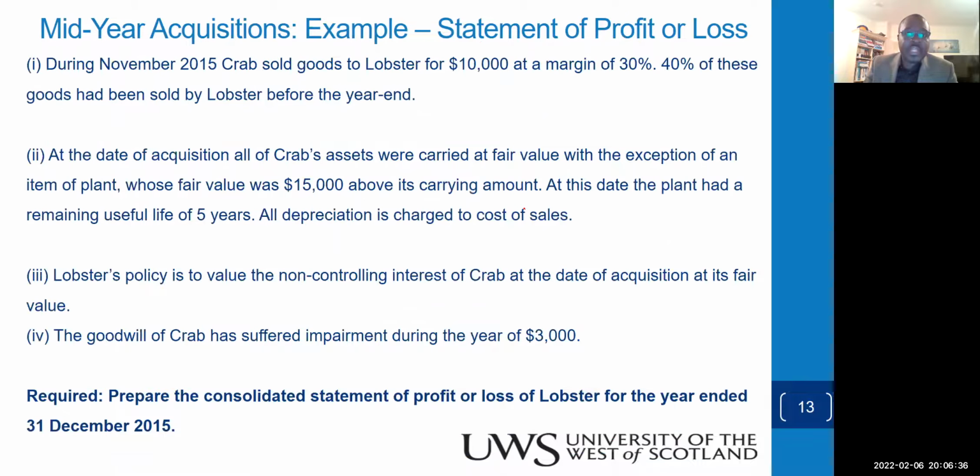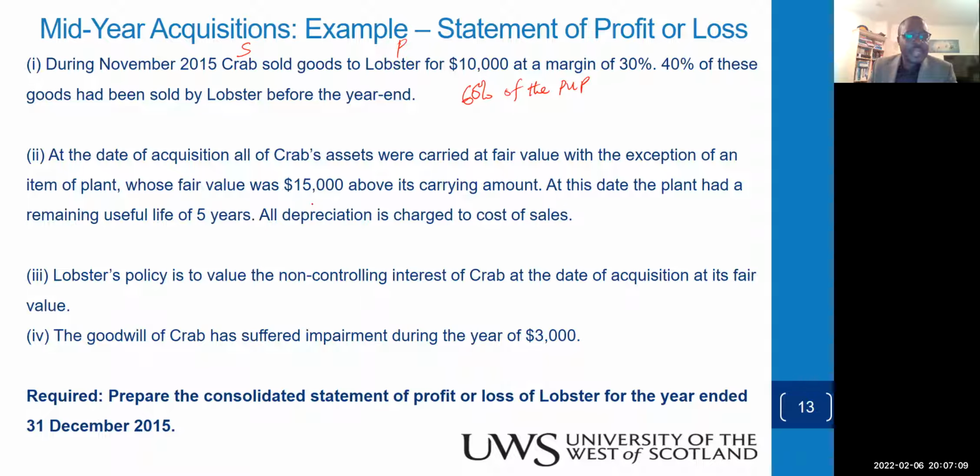Okay, all right. Now let's look at the footnote. They said during the year, Crab, the subsidiary, sold goods to the parent for 10,000 at a margin of 30%. 40% of these had been sold by Lobster. So it means there's 60% of the PUP that we need to recognize. Okay, 60% is the PUP that we need to recognize.